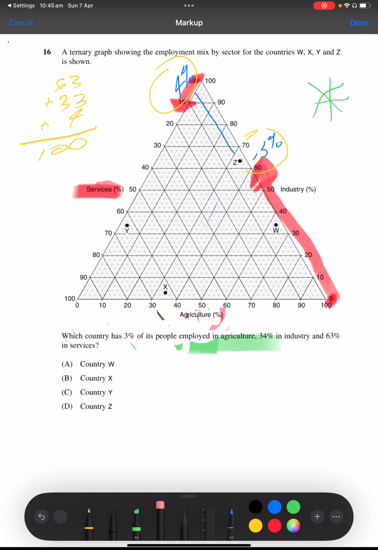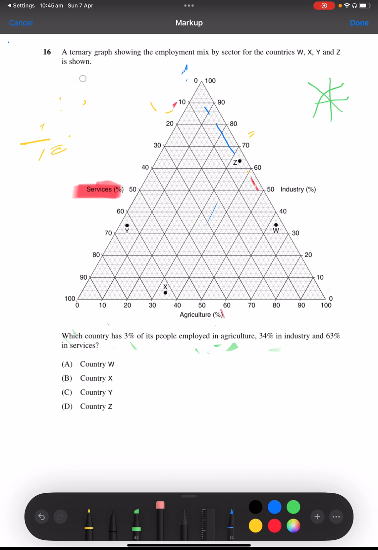And to save us our time, I'm going to show you which country is, in fact, the answer. And let me just rub all this out. Okay, a little bit messy there, but that's okay. All right, so looking at the question, which country has 3% in agriculture, 34% in industry, and 63% in services? Well, the answer is Y. Country Y. I can tell you why. All right, pun not intended.